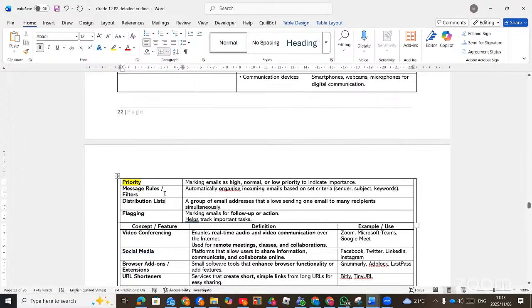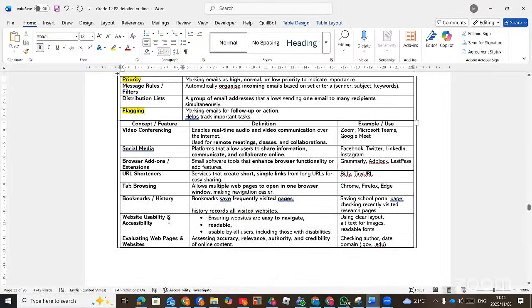And we have the message rule, which automatically organizes incoming emails based on certain criteria, whether the subject, the keywords, the sender, and others. That's the message rule. It allows you to organize your emails or filter them. You need to know this. They can ask you that question. Last year, they asked to differentiate between priority and flagging, these two. And most learners could not answer them.